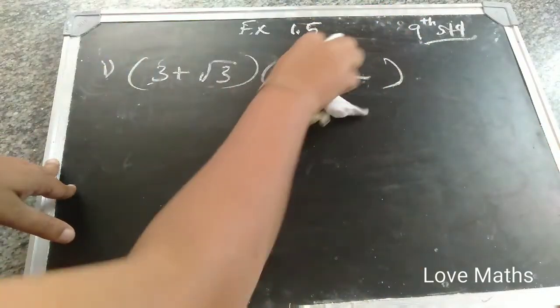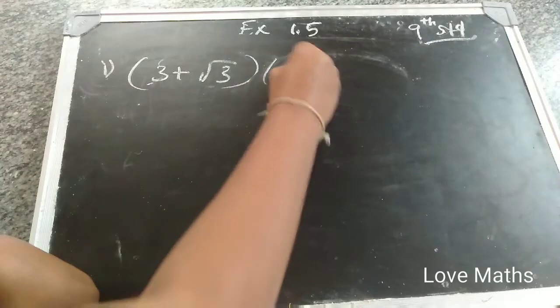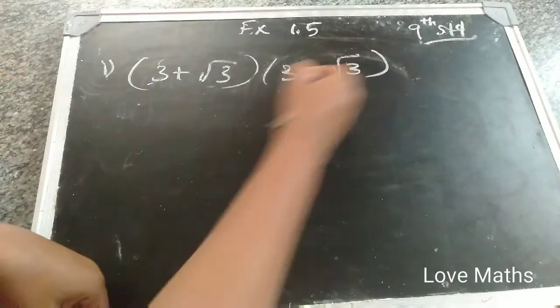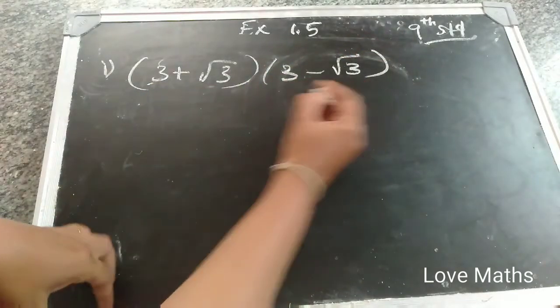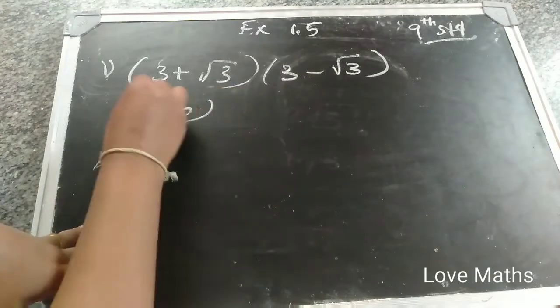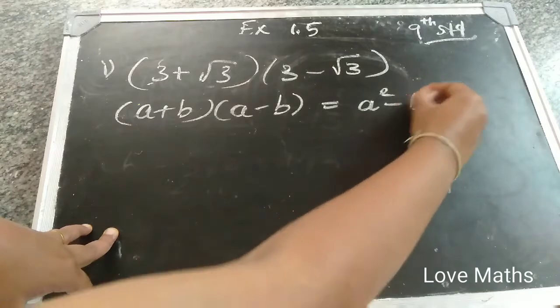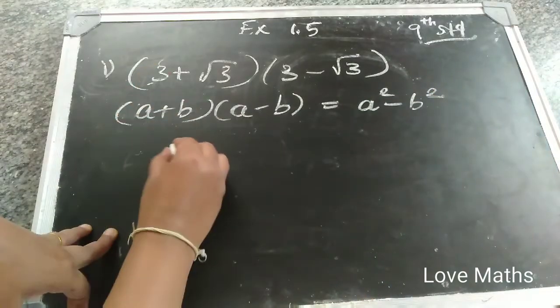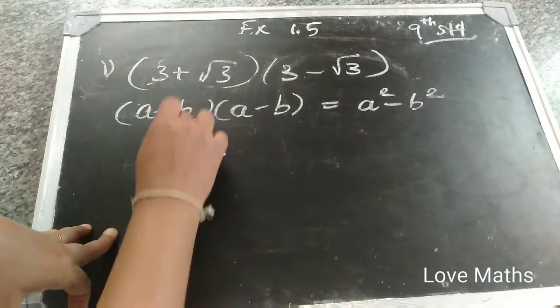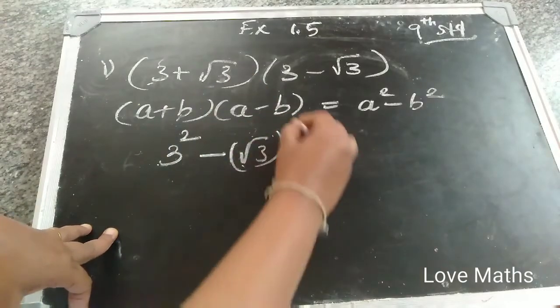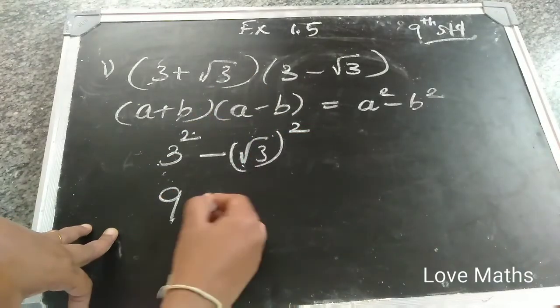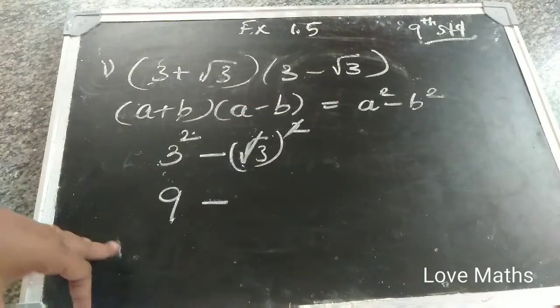Next question is 3 plus root 3 and 3 minus root 3. It is looking like A plus B into A minus B. What are we going to do? A square minus B square. In A place what is there? 3. 3 square minus root 3 the whole square. So 3 squared is 9, minus root 3 square.